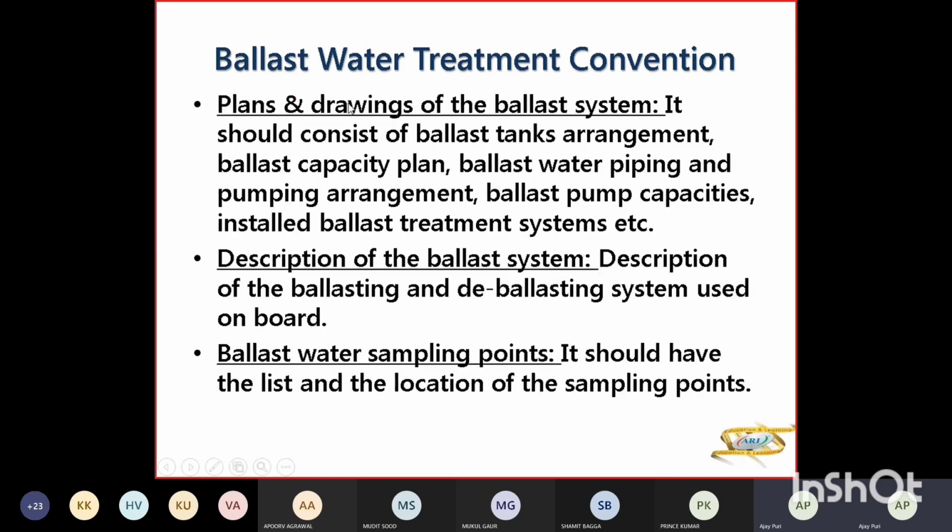Then it should also have plans and drawings of the ballast system, which should be the ballast water arrangement, ballast capacity plan, ballast water piping, pumping arrangement, ballast pump capacities, and the installed ballast treatment system on board. Description of the ballast system will be how you do ballasting and deballasting. Then you'll have ballast water sampling points. Where are they? What is the location? That list should be there in the plan.